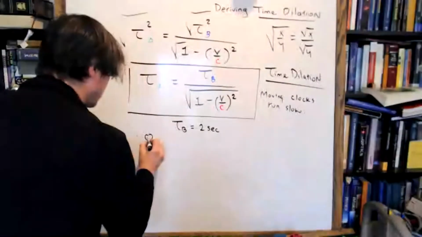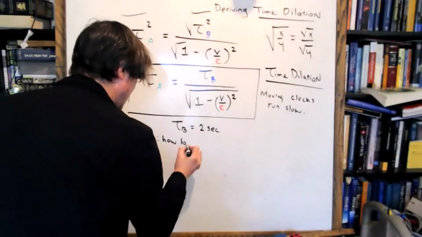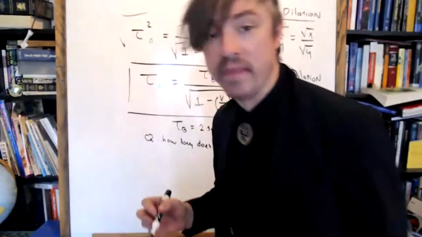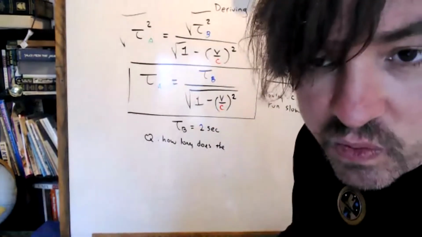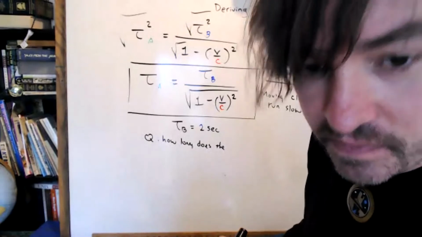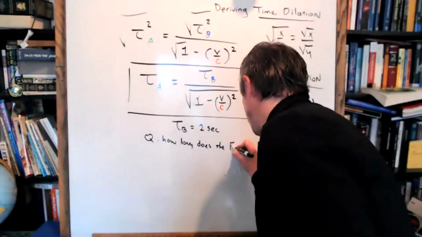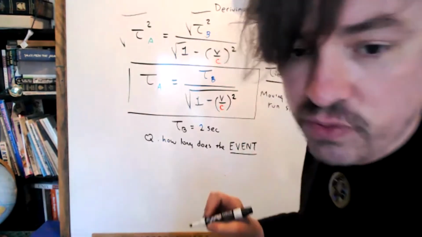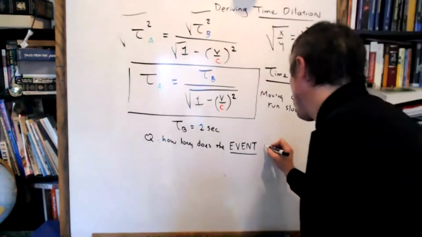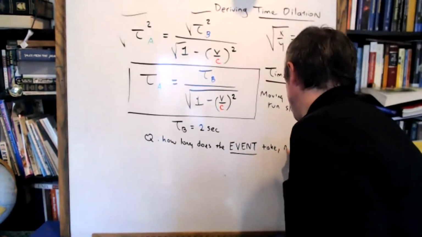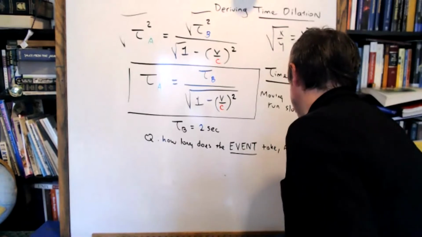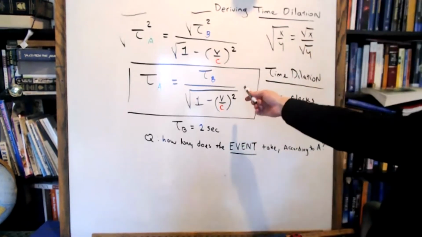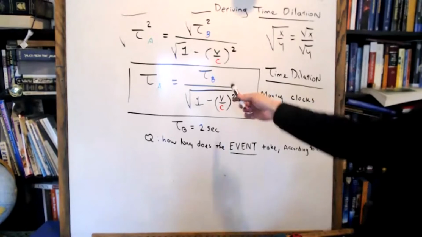The question we want to answer is, how long does the experiment take, but here's where I'm going to introduce a fancy vocab term. How long does the event, an event is a charged word in relativity, how long does the event take according to A? The answer is use time dilation.